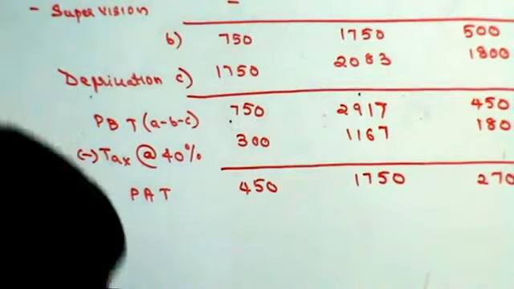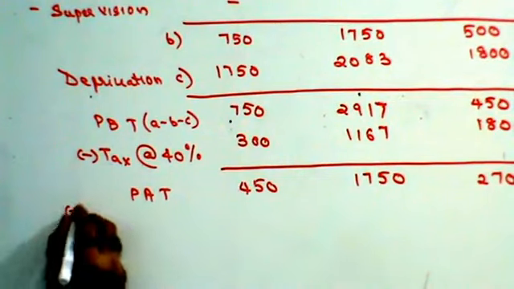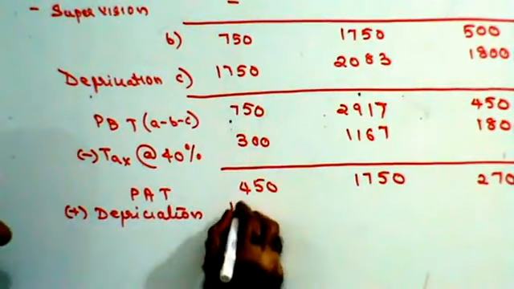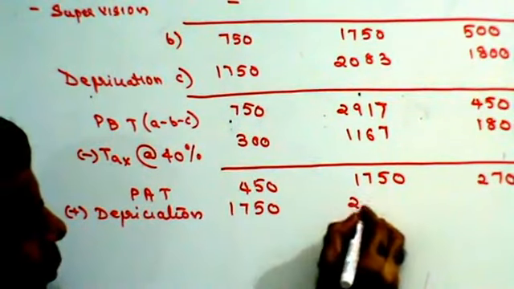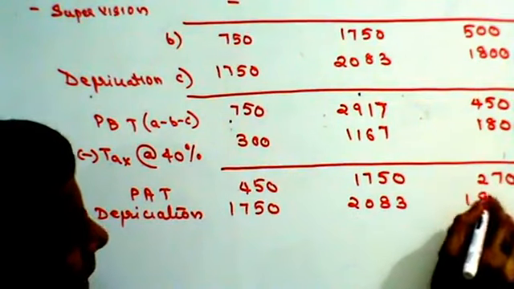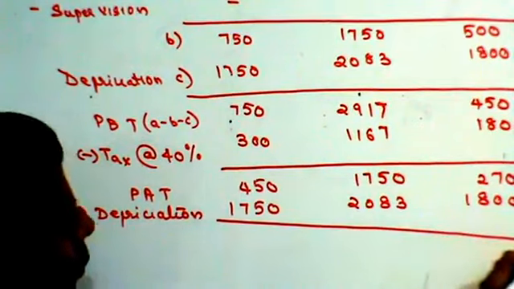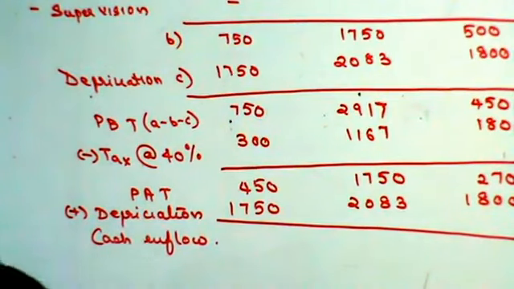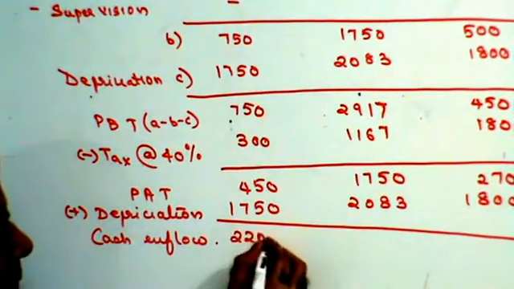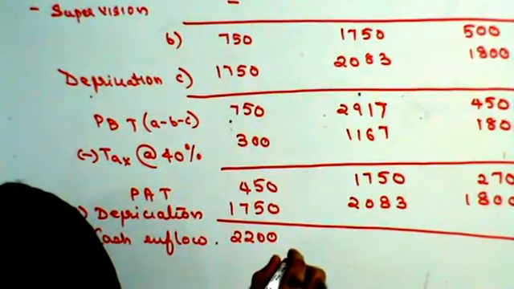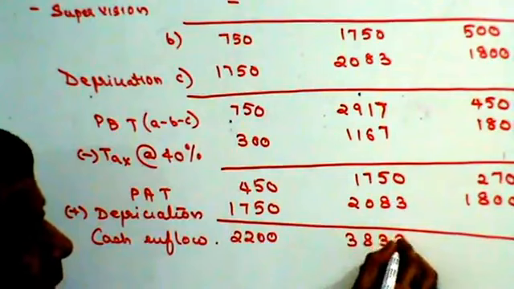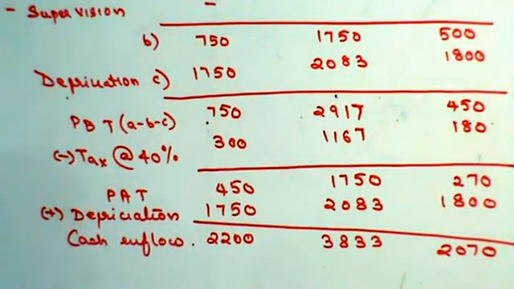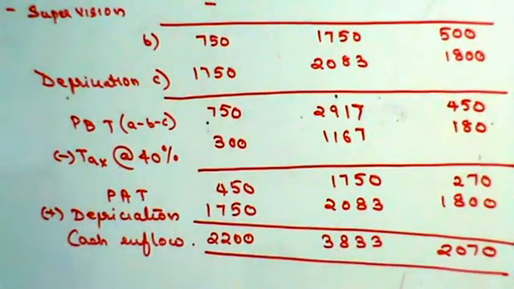Once I have profit after tax, you add back depreciation to this. Add depreciation. Depreciation we had calculated as 1750, 2083 and 1800. This will give you your cash inflow. Right? When you add, this will come to 2200. This will come to 3833. And this will come to 2070. Right? Once you have this cash inflow, leave this here. This is your second point.